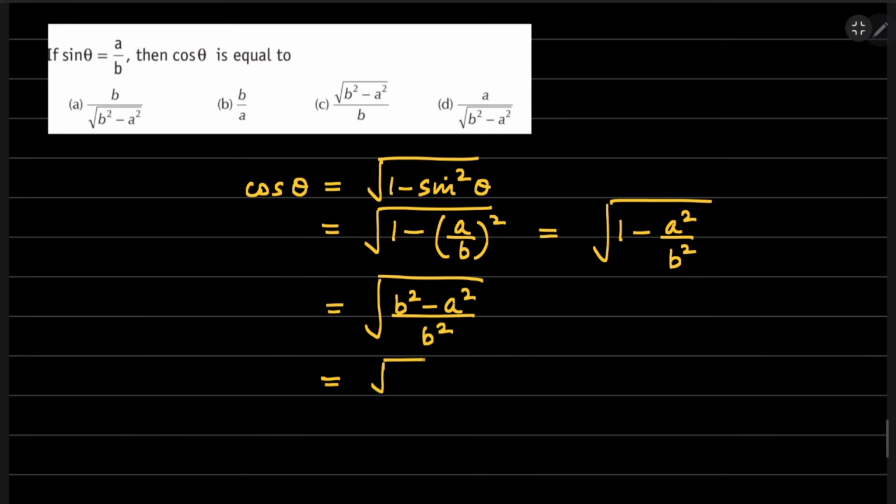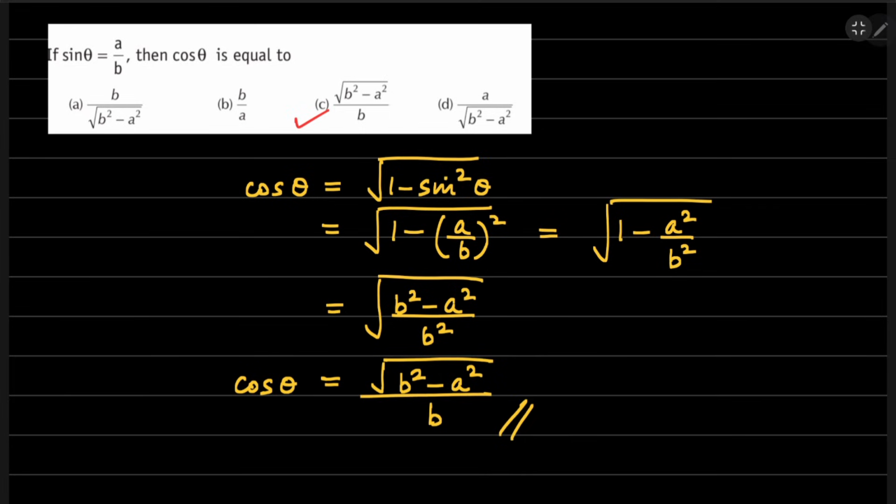Split up the square root. In the numerator, you'll have root of B square minus A square, divided by root of B square, which is just B. That's your cos theta. So sine theta is given as A by B, but we just need cos theta. So that's your answer. Cos theta is equal to root of B square minus A square by B. Option number C is the correct answer.